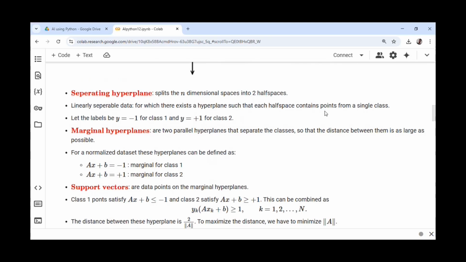Now, a set of data points is called linearly separable if there exists a separating hyperplane such that each half space contains points from a single class. In other words, the data can be perfectly grouped into two classes using a hyperplane. Let the labels be y = -1 for class 1 and y = +1 for class 2. In the case of linearly separable data, we can define two marginal hyperplanes, which are two parallel hyperplanes that separate the classes so that the distance between them is as large as possible.